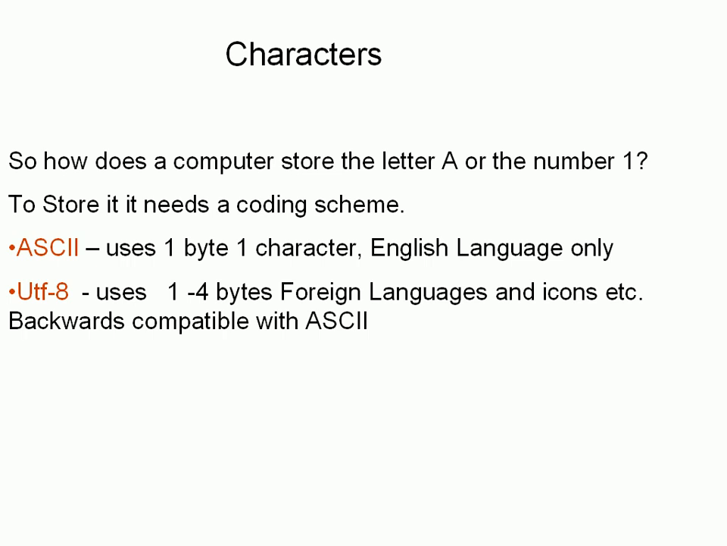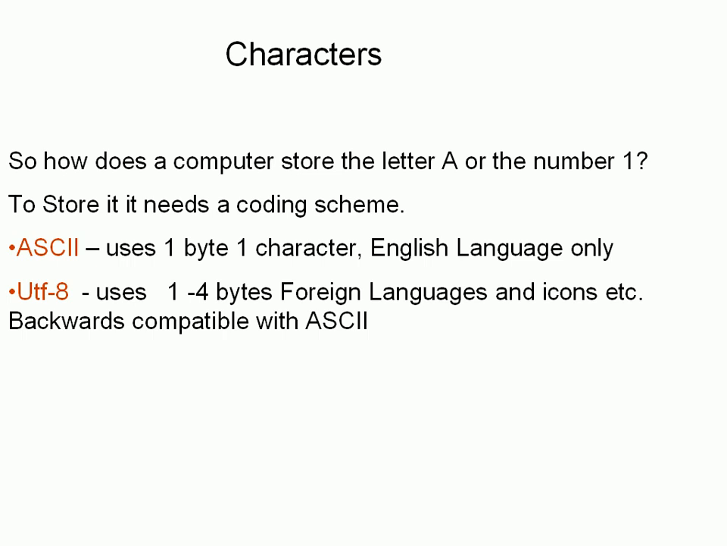So if we start with characters, they're probably the simplest to understand. How does a computer store the letter A or the number 1? Well, to store it, it needs a coding scheme, and the common schemes used today are ASCII and UTF-8. Now, ASCII was the original scheme when I first started working with computers. It's restricted to the English language only, i.e. it doesn't support foreign languages, and it uses 1 byte to 1 character. There were various ASCII extensions implemented to support foreign languages, the European languages, French and German, but that's all been replaced now by UTF-8.